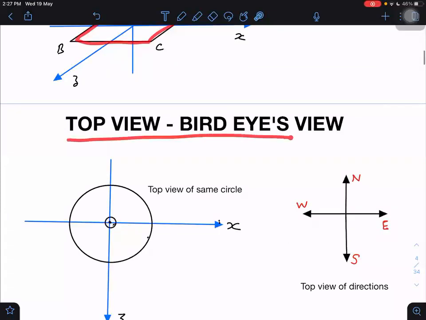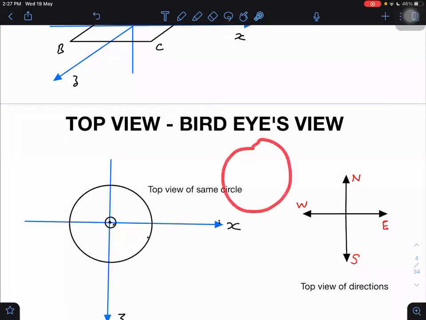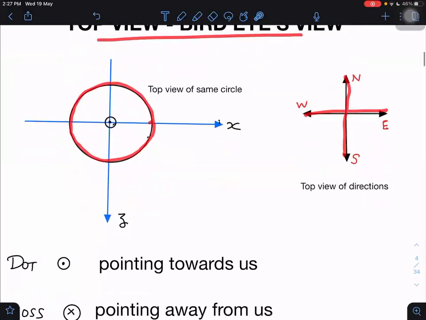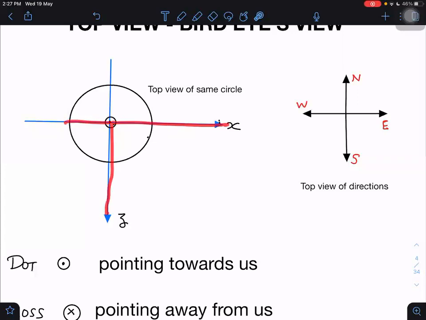Now I'm making a top view, bird's eye view. If a bird is flying up from the top and looking at a horizontal surface below, how will it see? The bird will see the circle exactly as a circle. And the bird will see the north-south and east-west directions like this. This is the top view, or the bird's eye view. So when we don't want to draw a three-dimensional diagram and just want to draw a 2D diagram, that will be enough for us. We can draw a 2D diagram that makes a circle look like a circle only.